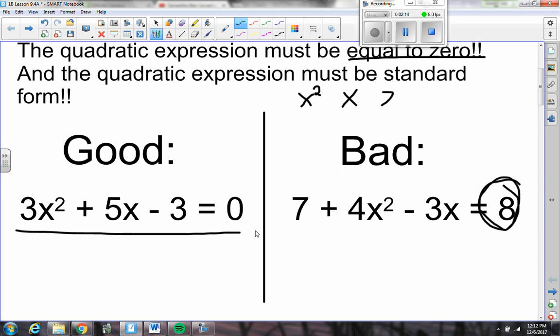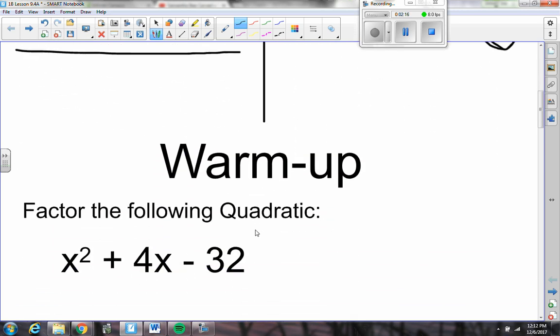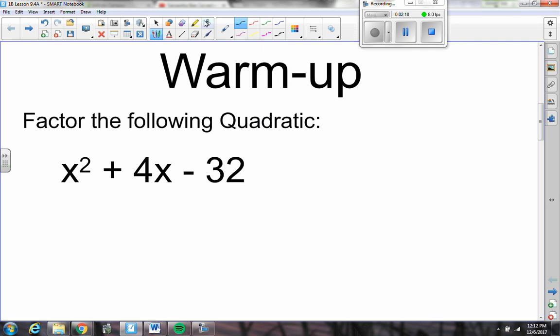Now, just as a reminder on the factoring, if we want to factor a quadratic equation, as long as there is not a number in front of the x squared right here, we can simply ask ourselves one question really, to find two numbers. I need numbers in this case that multiplied together will give me negative 32 and added together will give me a positive 4.